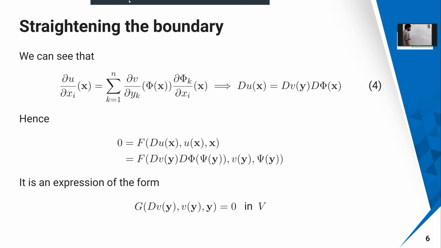For this, corresponding to this one, we are going to obtain the PDE and so on. First we will see what dou u by dou x i is. I can write dou u by dou x i in terms of V. First I differentiate with respect to y, and then I differentiate with respect to x. So this is going to be the summation over k equal to 1 to n of dou v by dou y k.